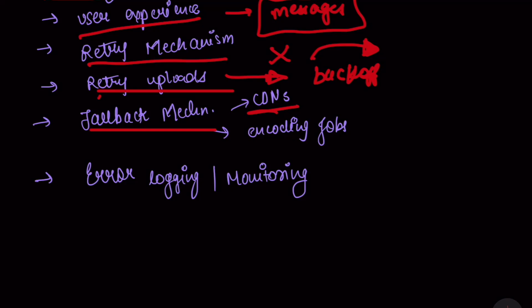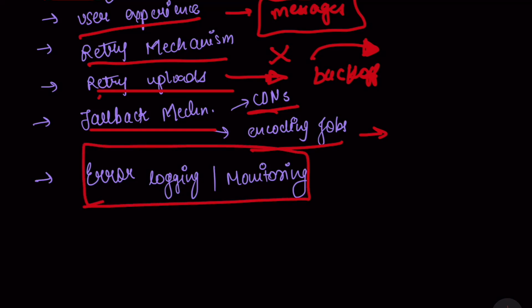If your particular CDN region is failing, you can redirect the user to the nearest available server. And if the video encoding job is failing, you can rerun it or degrade the quality to ensure the video is still available for streaming. Then you can even have the error logging and monitoring.